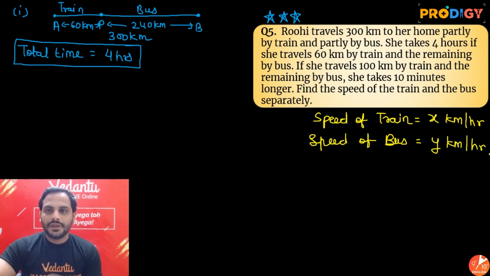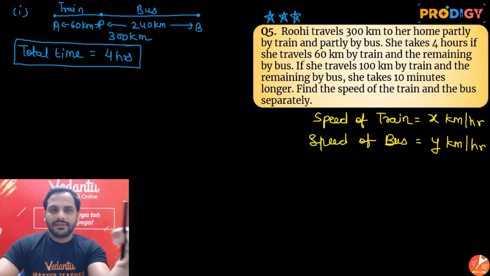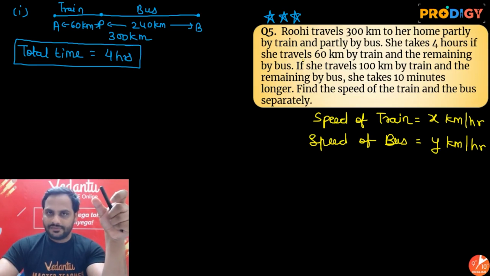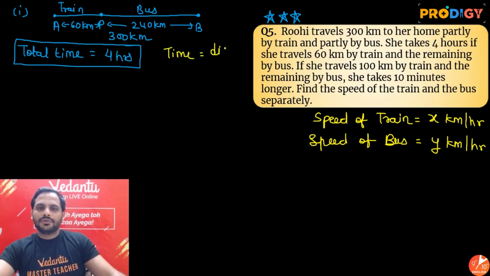ठीक है. अब बेटा, we know one more thing. We know that sir, the time is given. They have given me the total time, and I know the distance traveled by the train. I know the distance traveled by the bus. I know the speed of the train x. I know the speed of the bus y. So if I know the distance and the speed, I can easily get the time, beta. We all know that time is equal to distance upon speed.